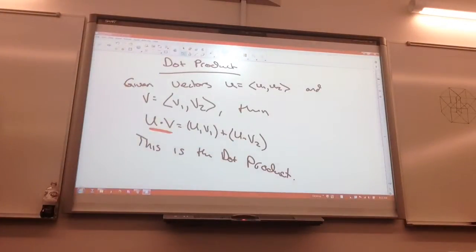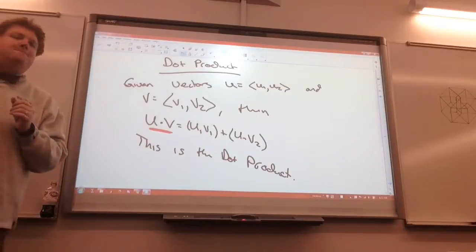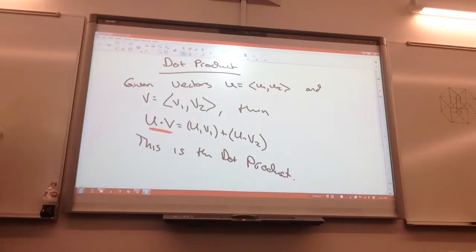Yes? If the dot would be omitted and it's just uv, would that still be the same? Technically it would not be a dot product then. That would be poor notation for whatever you're trying to say. You wouldn't write vectors that way. Okay. So do keep that in mind. But this is how the dot product works.